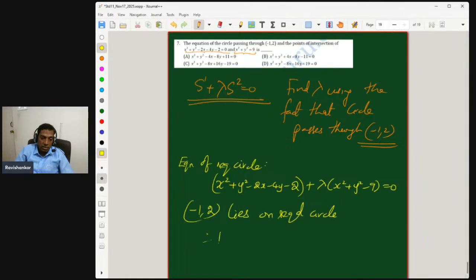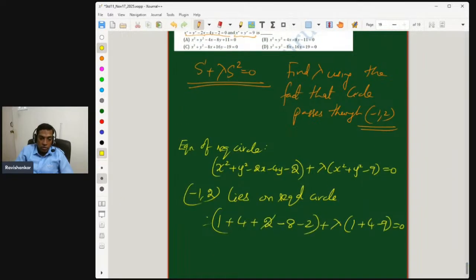Now we are told that (-1, 2) lies on the required circle. So 1 plus 4 plus 2 minus 8 minus 2, plus lambda into (1 plus 4 minus 9), is 0. So this becomes -3, sorry, not plus 4 lambda, minus 4 lambda, is equal to 0. Lambda is minus 3 by 4.